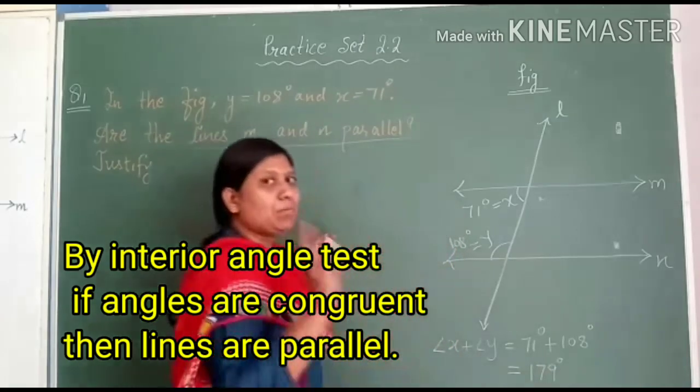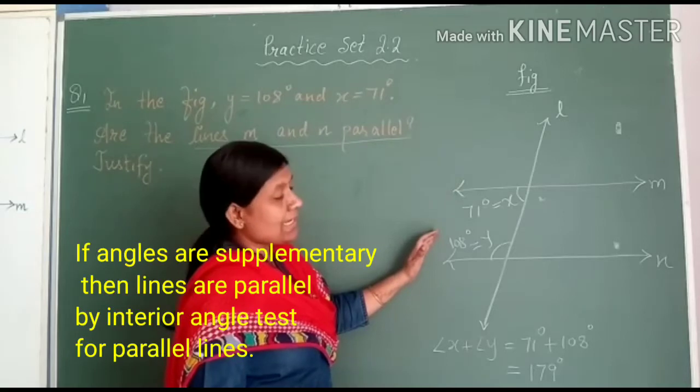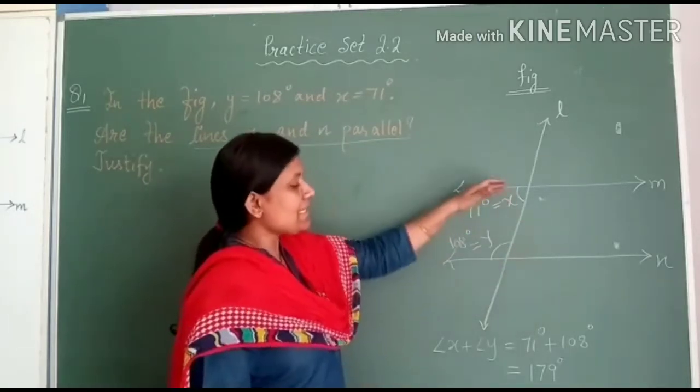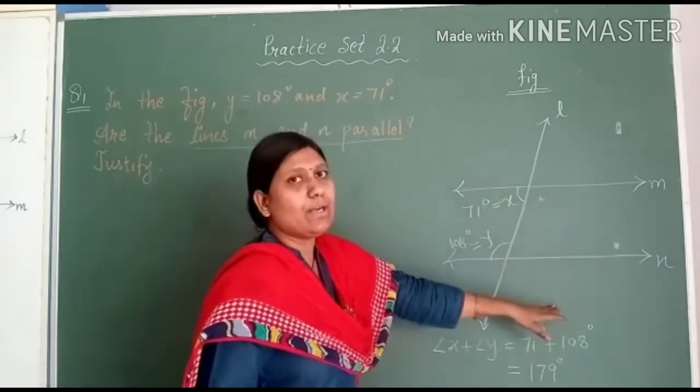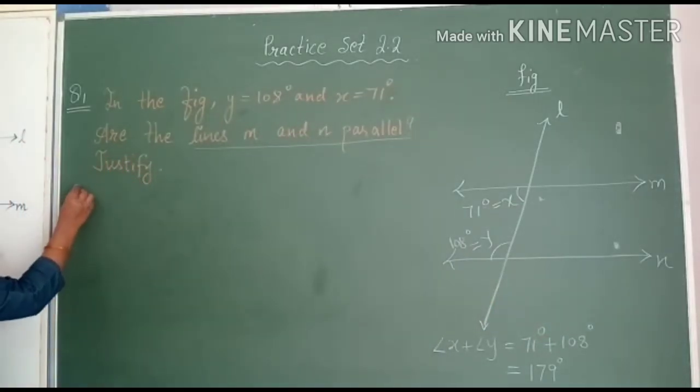179 degrees. But what does the interior angle test say? If the sum of the interior angles is supplementary, then the lines are parallel. Here the sum of the interior angles is not 180 degrees, hence the lines are not parallel. We have to justify our answer, so first we will try to prove it.